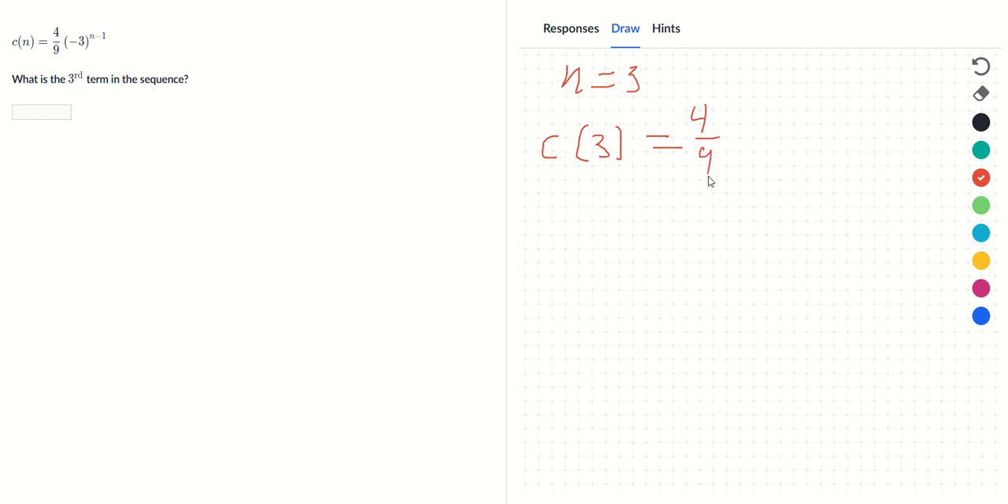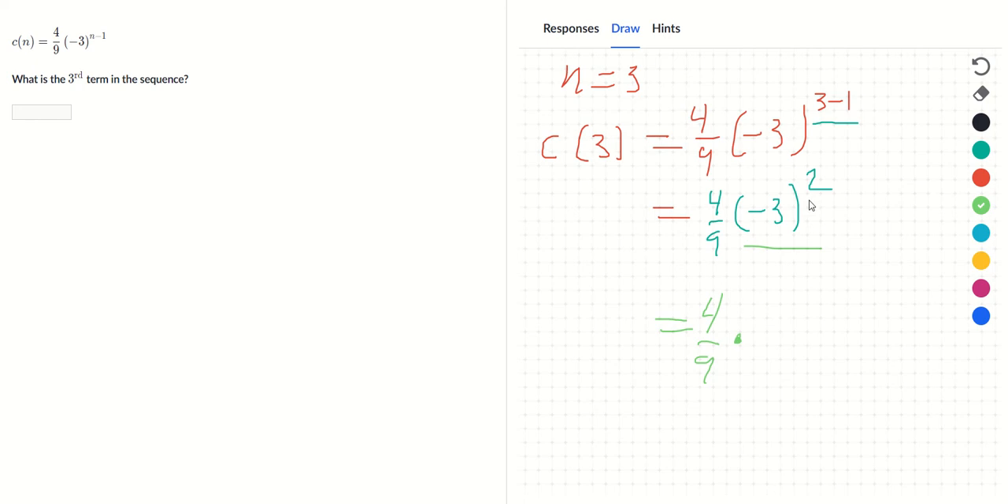So 4 over 9 times negative 3, and then you have 3 minus 1. All right. And then you start with solving here. 4 over 9 times negative 3, and 3 minus 1 is 2. So, okay, you do this one. Now you do this part right here. Okay, you leave this as it is, 4 over 9. Then you multiply it. Okay, so negative 3 times negative 3 is positive 9 because negative times a negative is a positive. So positive 9.